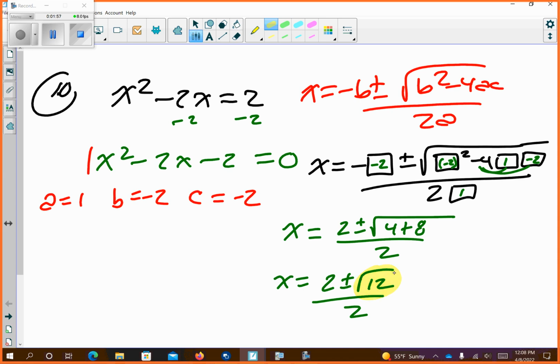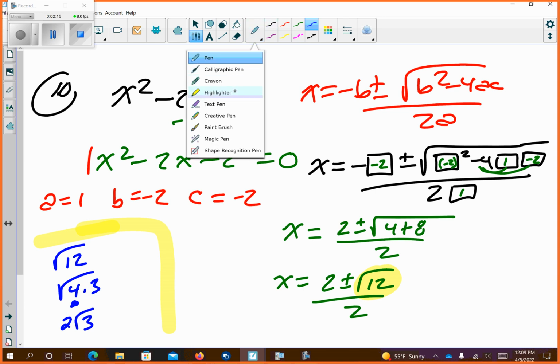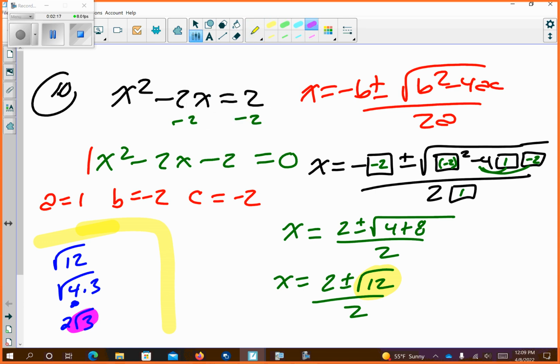That root 12, which we'll do over here, is going to break down. So root 12 breaks down. I'm going to use 4 times 3. Would you feel comfortable with that? The reason I'm not using 6 and 2 is 4 is the biggest perfect square. So that becomes 2 root 3. That means this goes in this place. Just replaces it. Okay? So that's going to give me 2 plus or minus 2 root 3 all over 2.